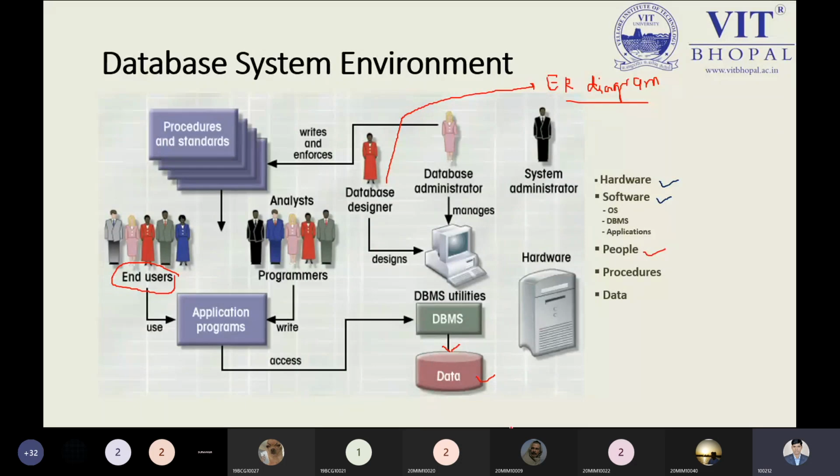Yes. Now this is clear. Database admin and database system environment. This is not a database architecture. I am repeating once again, this is not a database architecture. This is just environment. What are the various things?